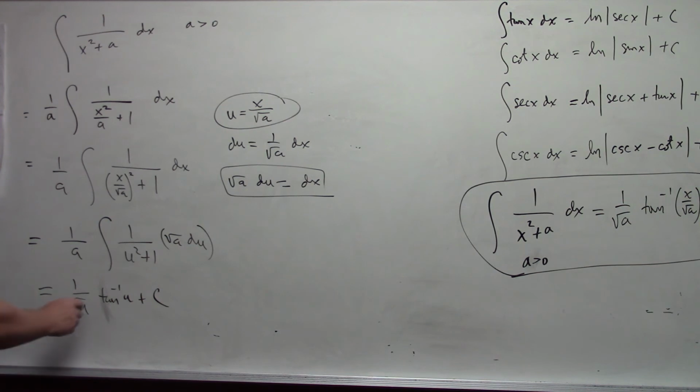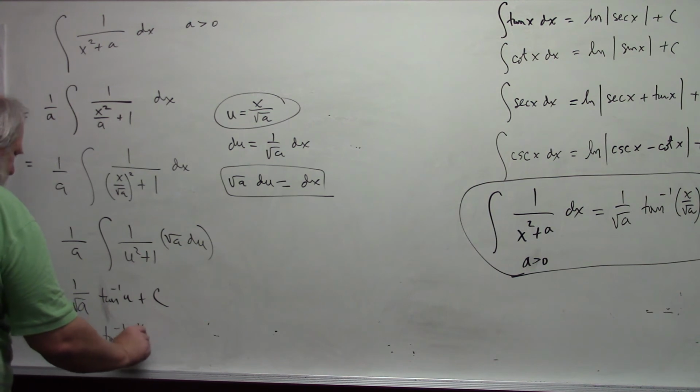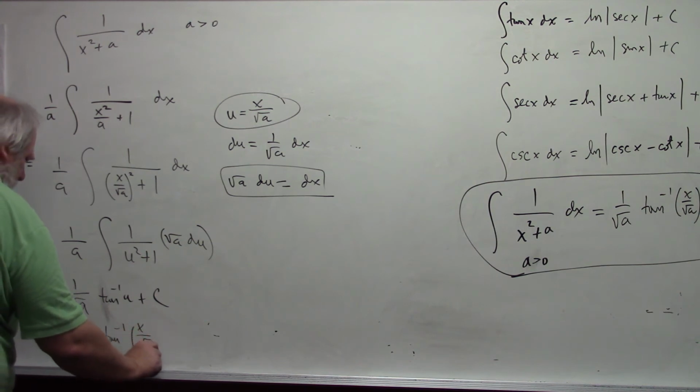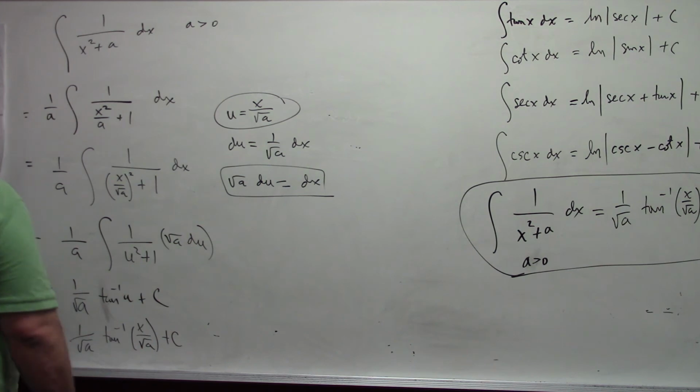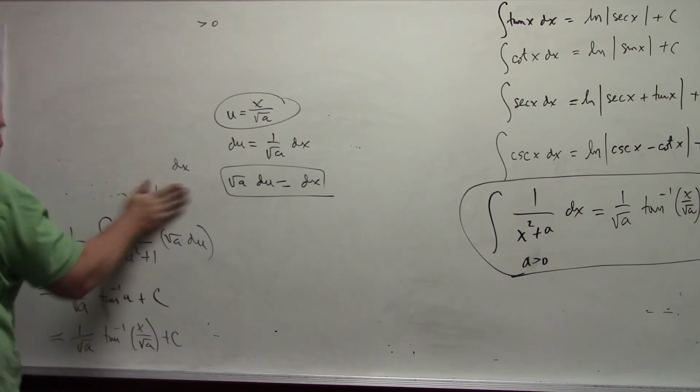And so finally we get exactly what I said over there. 1 over the square root of a arctan of x over the square root of a plus c. And you can leave it like that. You don't have to rationalize this and write it as the square root of a over a. I don't care. Okay? A couple more examples. Actually, one more example.